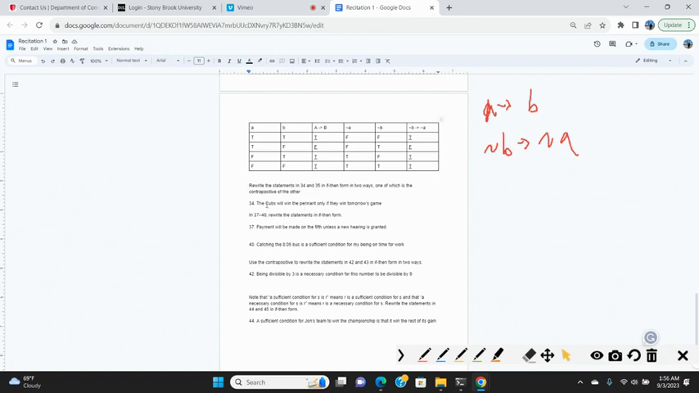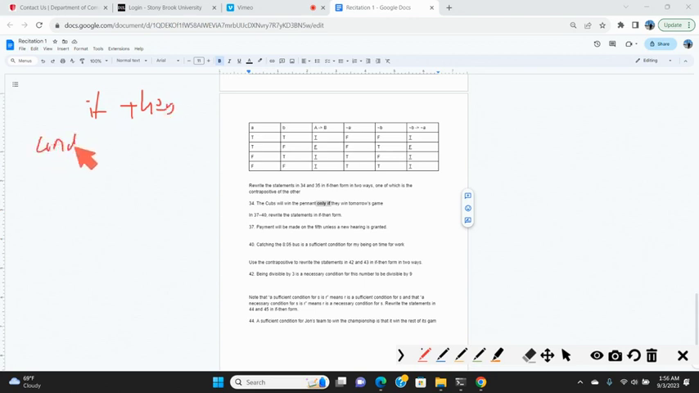So we have: the Cubs will win the pennant only if they win tomorrow's game. And usually in language, we see certain paradigms and word choices. So I want to note that if we see the only if, this means that, usually, if, and then we have a condition, and then a result.